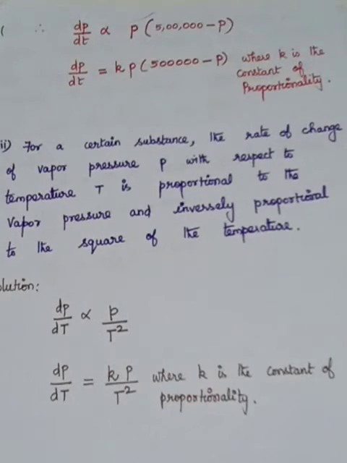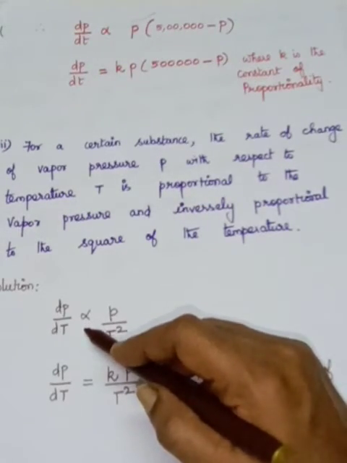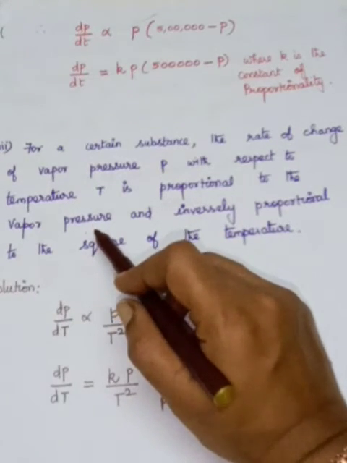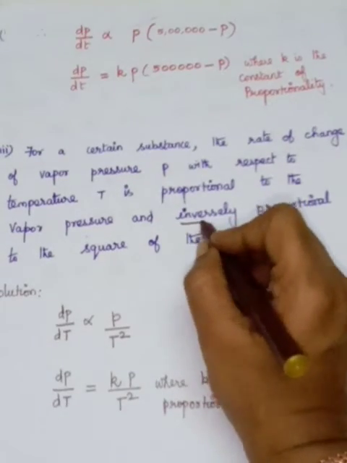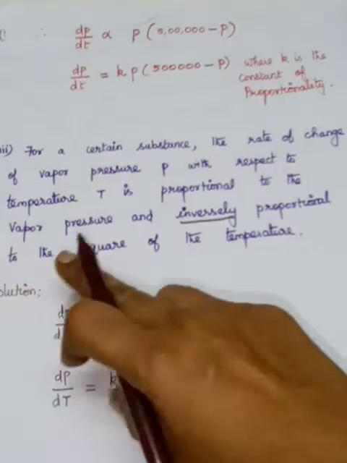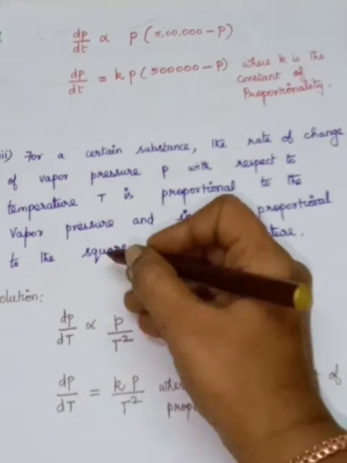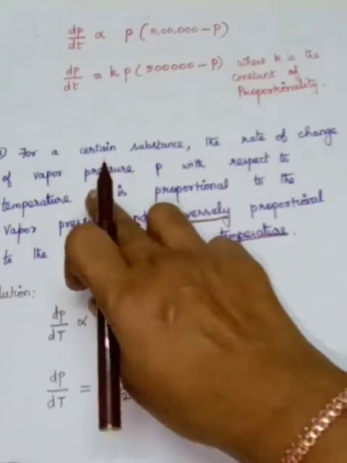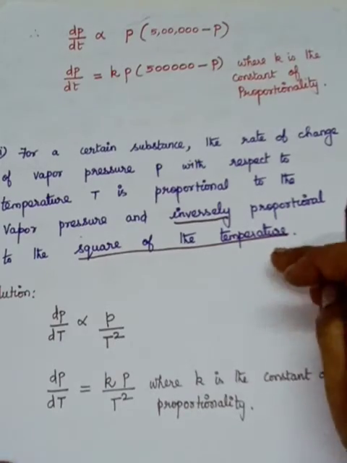So, therefore, it is nothing but dP by dt is proportional. So, I have used the symbol proportional to the vapor pressure, and inversely. So, this word is important. Inversely proportional to the square of the temperature. So, what is the square of the temperature? Temperature is denoted by the letter T. Square of the temperature is nothing but T squared.